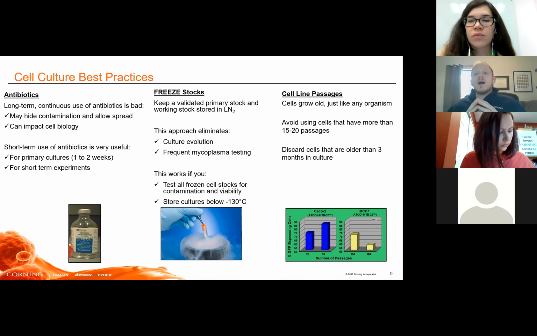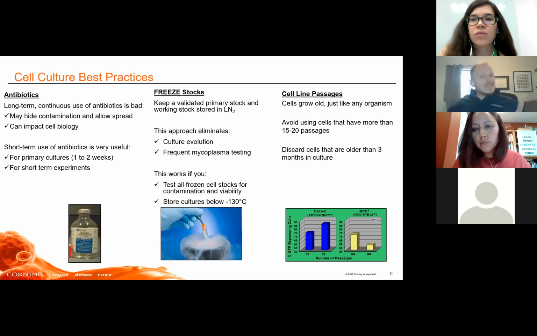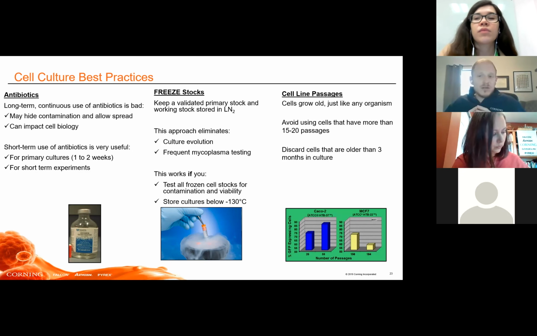over time. When you're passaging cells, cells grow old just like we do. And so, like I said before, we want to avoid using cells that have more than, I said, 20 to 30 passages earlier. That's probably the maximum. Some people prefer to keep it below 20. And then best practice also is to discard the cells that are older than 3 months in culture.